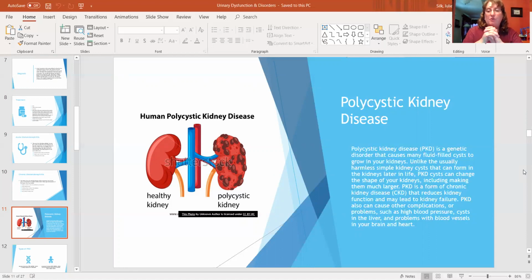Polycystic kidney disease is a form of chronic kidney disease that reduces your kidney function and can lead to kidney failure. Polycystic kidney disease also can cause other complications or problems like high blood pressure, cysts in the liver, and problems with blood vessels in your brain and your heart.